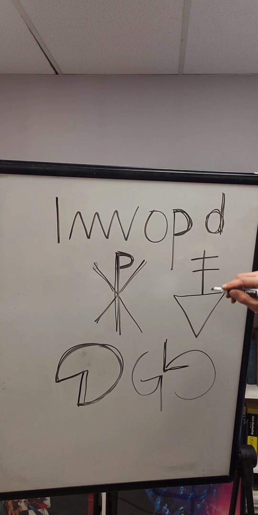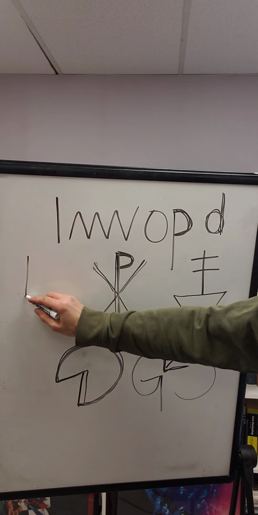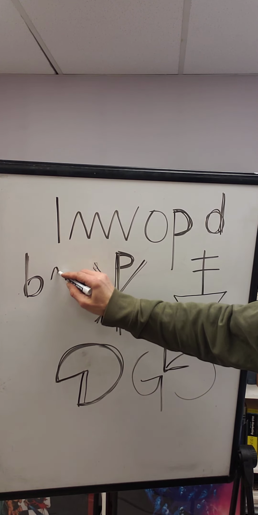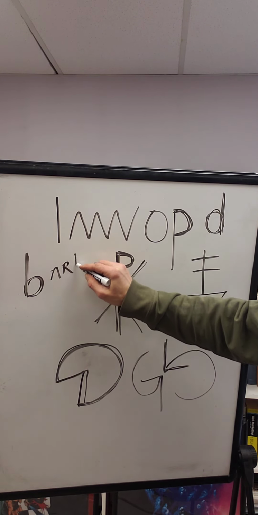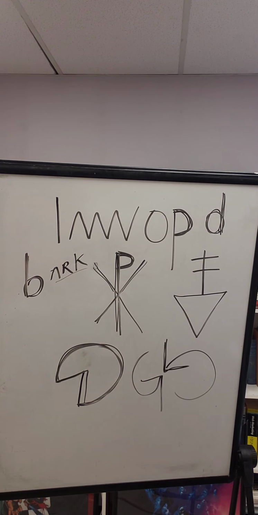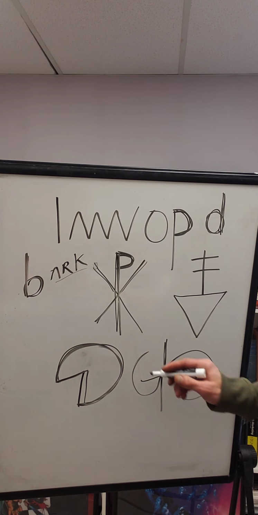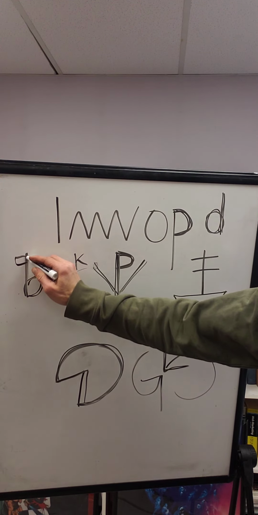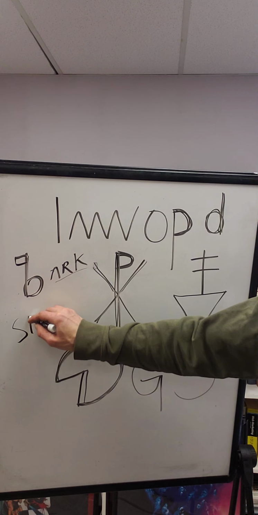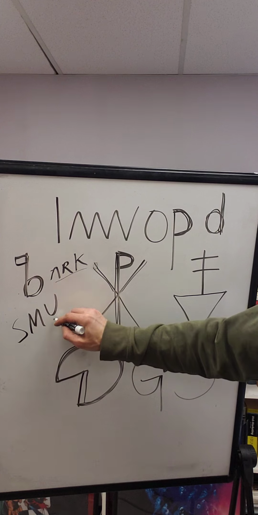And we know the first letter in Hebrew is a B. And we know the first sound would be like a bark. The first mark, like on a tree. But we also see the musical note in this symbol. And when we get into symbol, we can move that around and see smile.